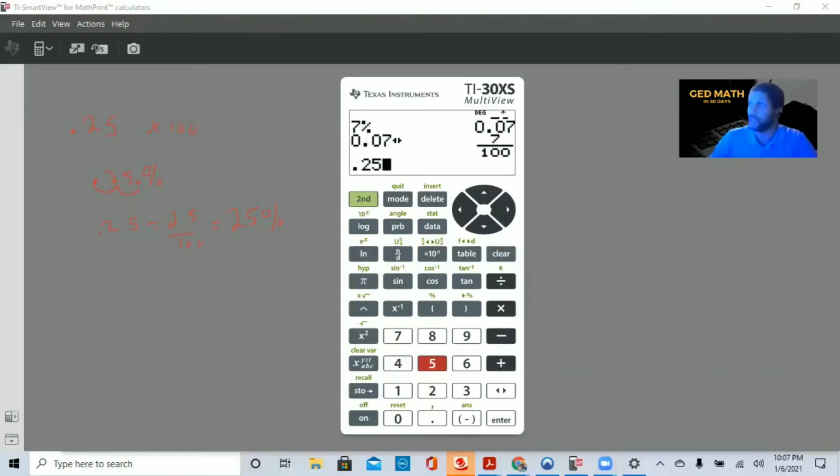So for example, 0.25, let me clear the screen. 0.25 as a percent. So now on our calculator, above the right parenthesis, you'll see an arrow and a percent. Remember that arrow means convert. So anytime you look at any of these buttons, if you see those arrows, it means to convert. So we're going to hit second, we're going to hit the right parenthesis. So again, 0.25 as a percentage is 25%.